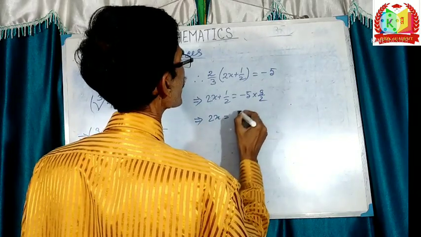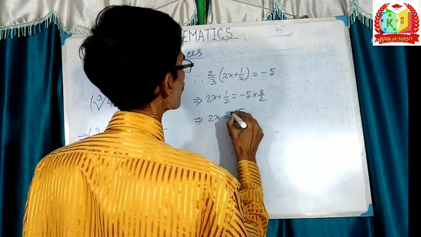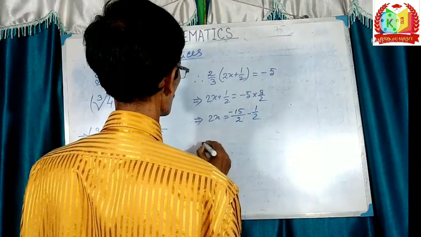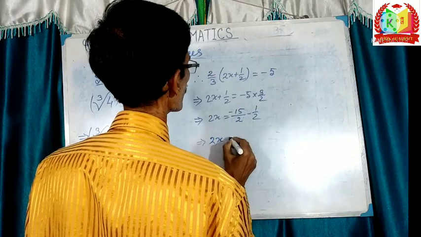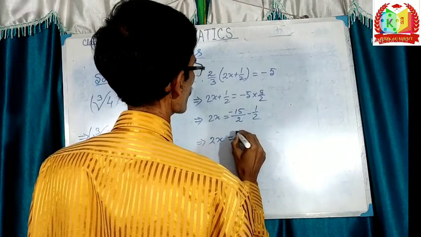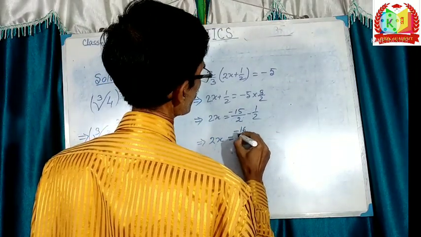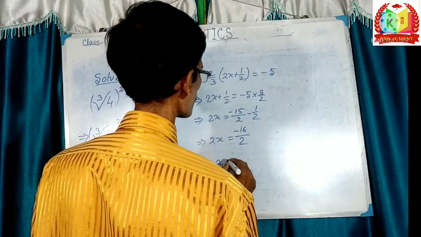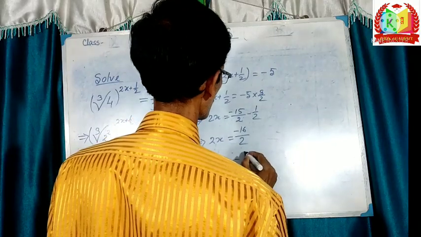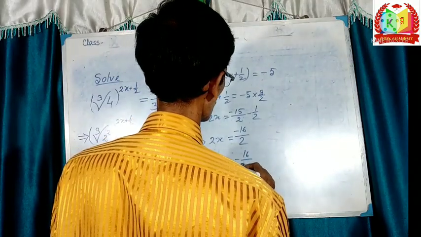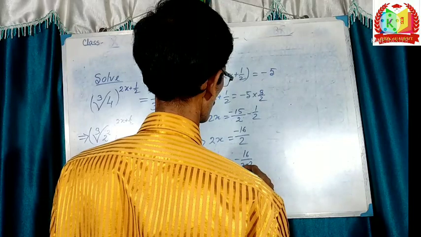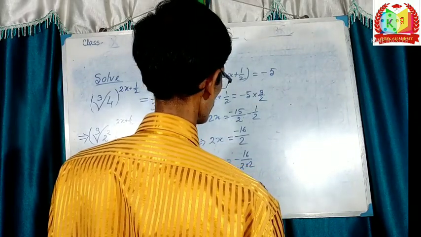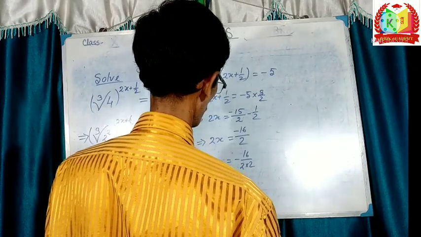2x equal to minus 15 by 2 minus 1 by 2. 2x equal to minus 16 by 2. x equal to minus 16 by 2 into 2. Therefore, x equal to minus 4.